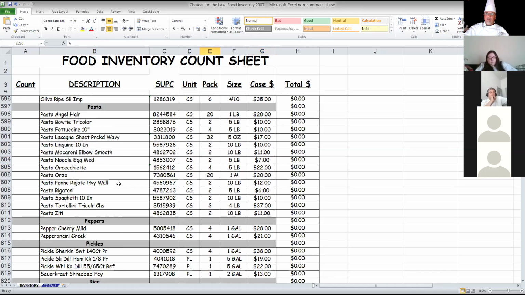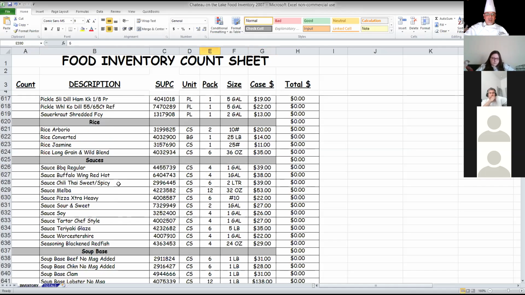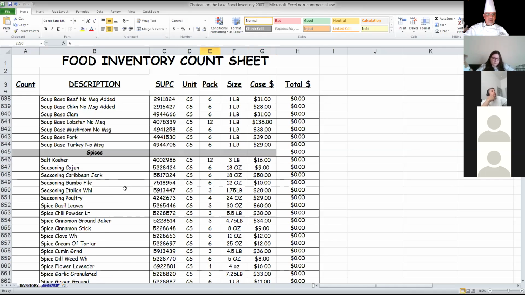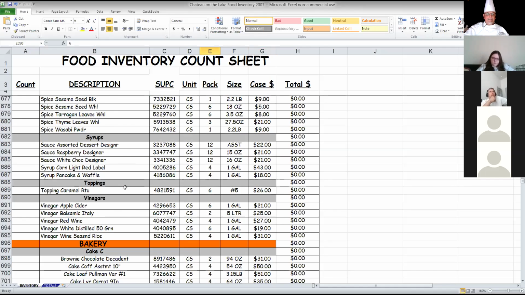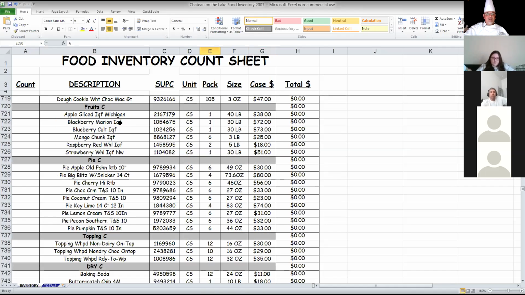Olives, pasta. What else? Pickles, rice, sauces, soup bases, spices. All kinds of spices you can even figure. Syrups, toppings, vinegars, bakery. Okay, here you go. Fruits, frozen apples. It's $38 a 40-pound case. You want to use frozen apples in your apple pie? You take 38 divided by 40. That's how much 1 pound of apple costs you.